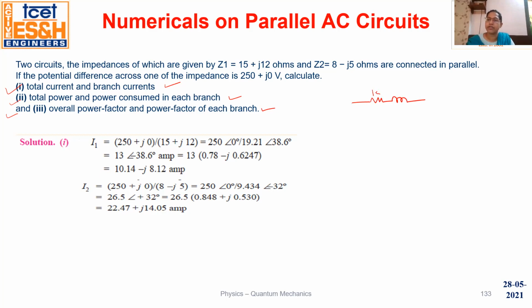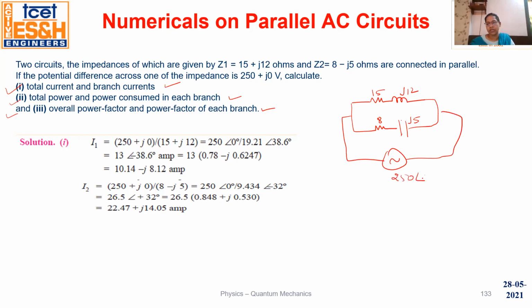This is Z1, 15 plus J12, and Z2 is 8 minus J5. It is a capacitance, connected in parallel with the AC supply of 250 at angle 0. Now we have to find out the current.